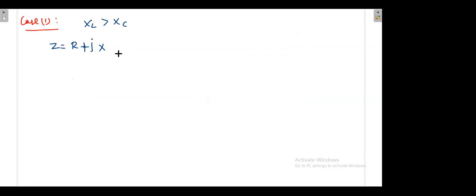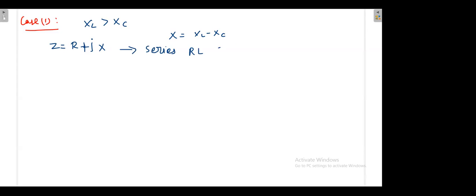Okay, this is plus j. So what is this X indicating? This X indicates the difference between XL and XC. If you are taking it in terms of magnitude, or otherwise appropriately, you have to take this as plus j and this as minus j. Finally, you'll get the effective value. Then this is equivalent to a series RL circuit.